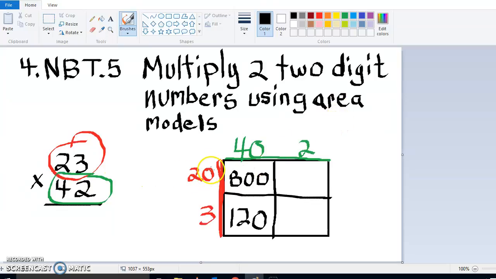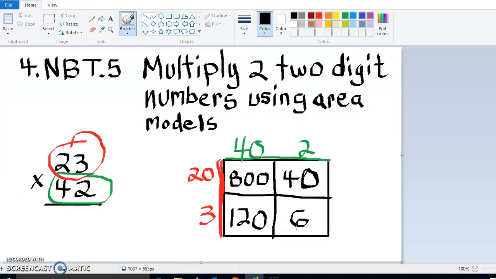Now I have to multiply the 20 and the 3 times the 2 in the number 42. So if I multiply 20 times 2, 2 times 2 is 4. And 0 times 2 is 0. And the 3 times 2 is 6.